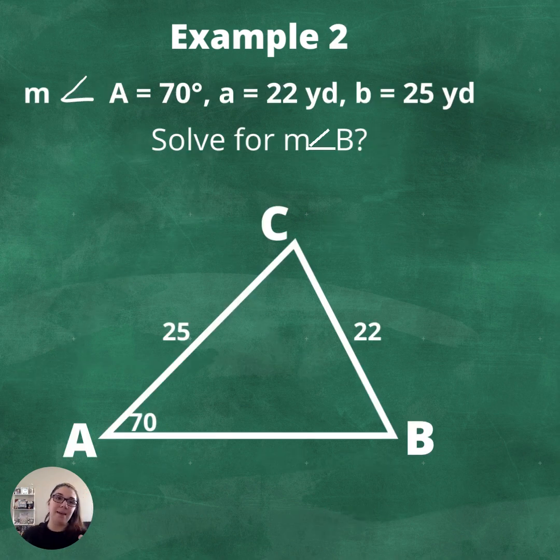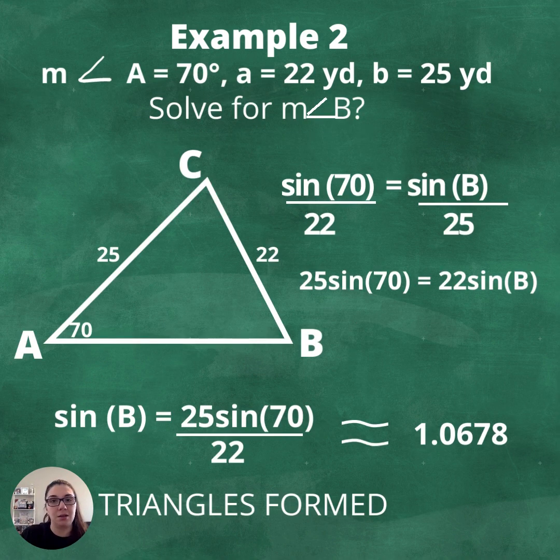Okay, here's example 2. So in example 2, it says the measure of angle A is 70 degrees, lowercase a is 22 yards, and lowercase b is 25 yards. Solve for the measure of angle B. Okay, so I drew a picture for us to get us started. This time I didn't want to solve for h, just because I wanted to show you what you would do in case you forgot that h even existed. So I set up my law of sines.